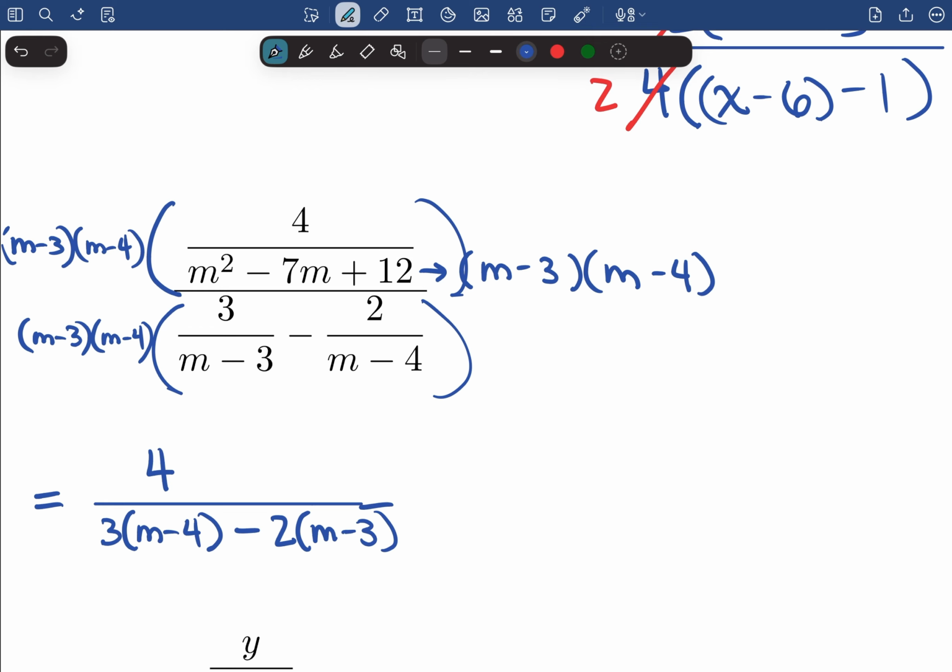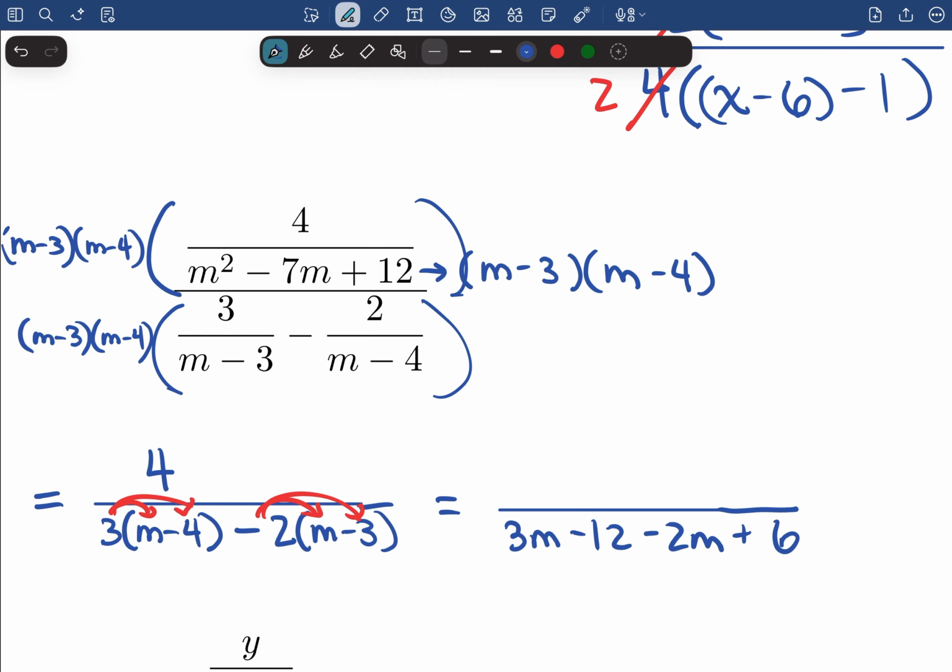Great. Okay, so here's my result that I currently have. And all I'm going to do is clean up this denominator. So I'm going to distribute. What happens when I distribute? 3m minus 12 minus 2m plus 6. That's what I get when I distribute. And I've still got that 4 on top.